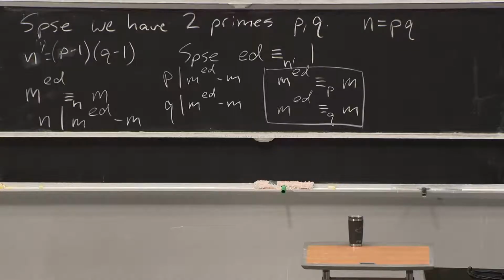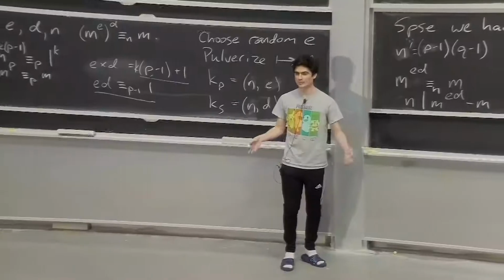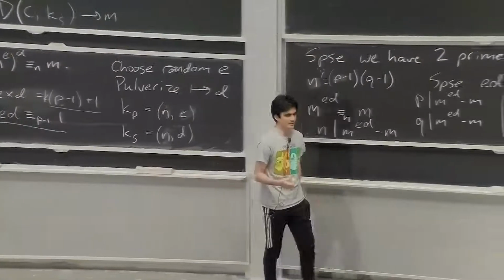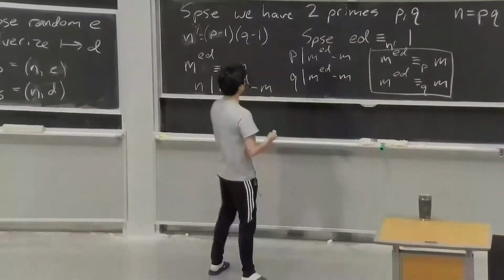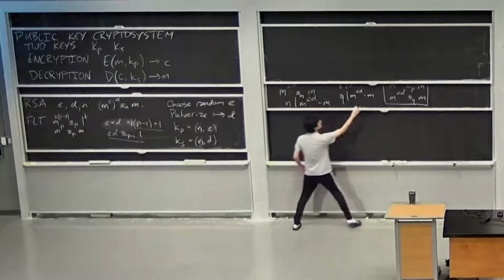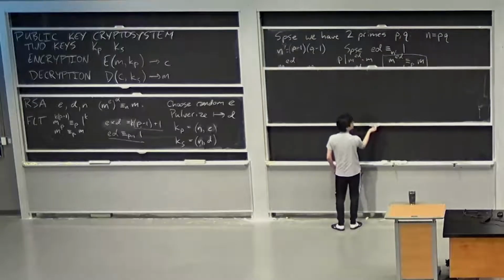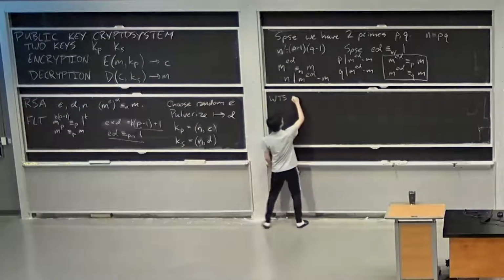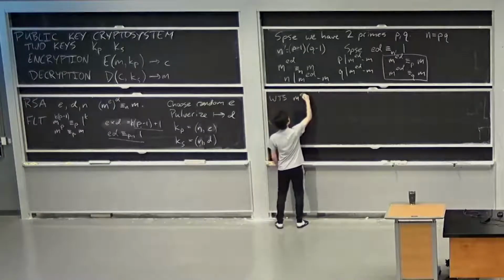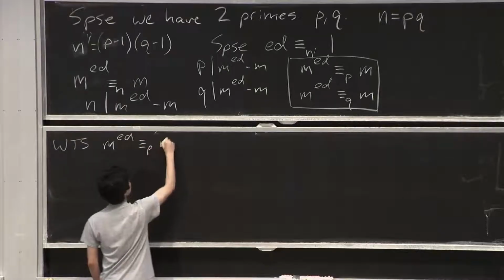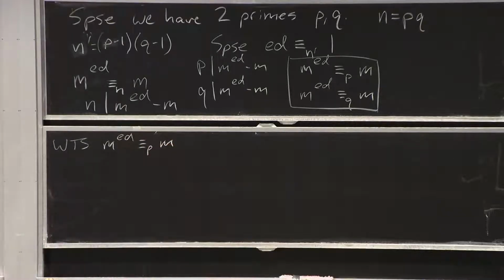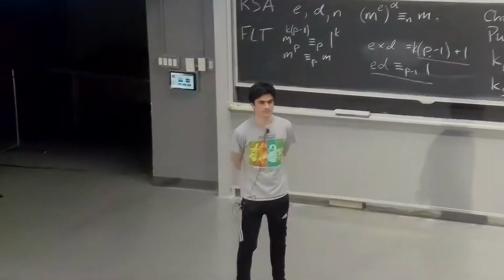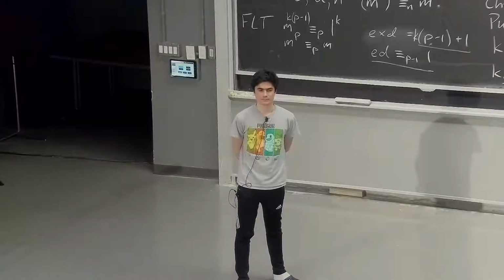Okay, so p and q are symmetric. So let's only prove it for p. The same exact proof will work for q. So how do we prove now that m to the ed is congruent mod p to m? How could we do this? Any ideas?